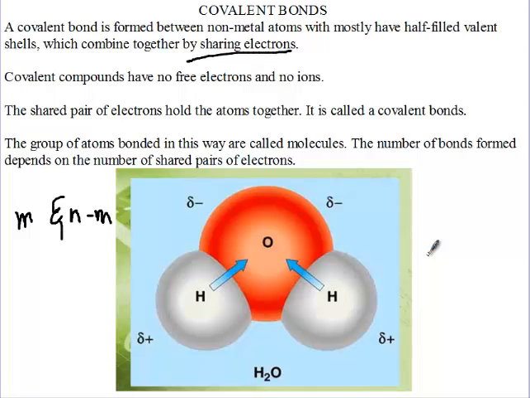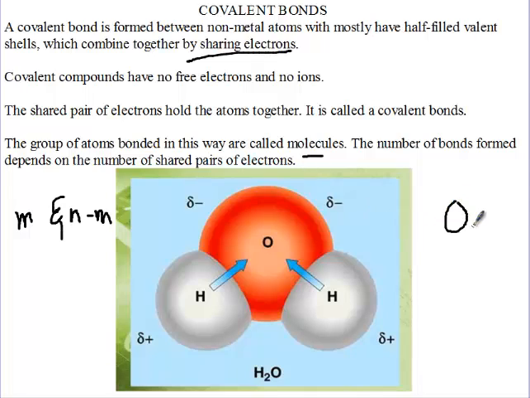Now, when we have two or more atoms bonded in this way, we call them molecules. When we have two or more atoms bonded in a covalent bond, they form a molecule. The number of bonds formed depends on the number of shared pairs of electrons.